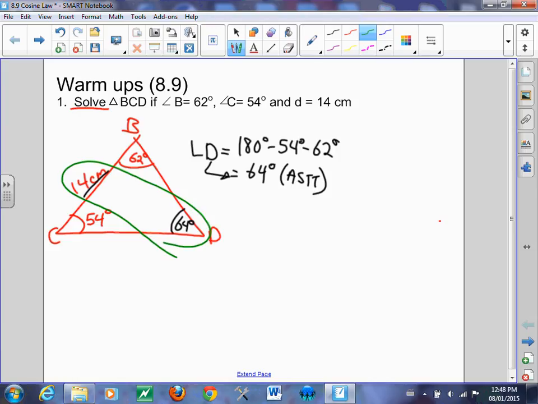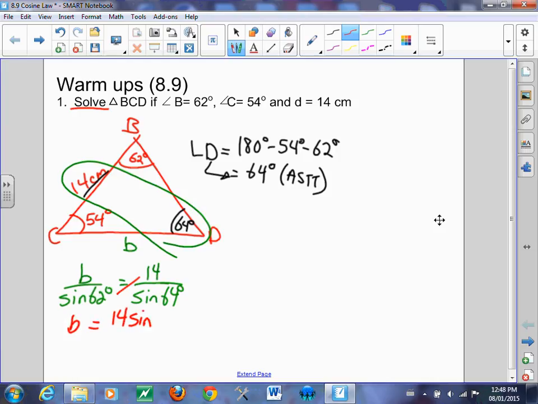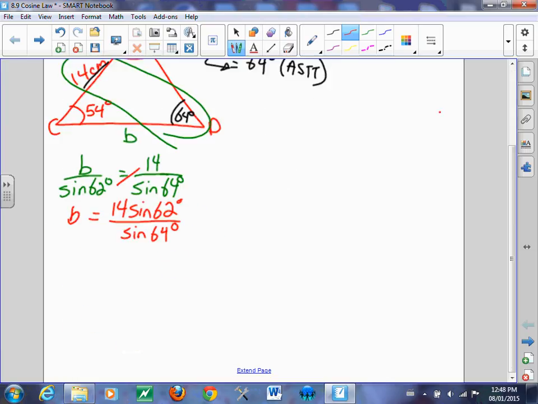So there's my match, and I can use that to find the other side lengths. What do you want to find first, B or D? Well, let's find B, go alphabetical order. So B over the sine of angle B, which is 62 degrees, equals the side length of the match given, which is 14, divided by sine of 64 degrees. Cross multiply, so we're going to do the short form. So B equals 14 sine 62 divided by sine 64. Please be careful here because 62 and 64 are so close together. I've seen people get those mixed up. Then plug it in your calculator and you get B equals 13.8 centimeters.